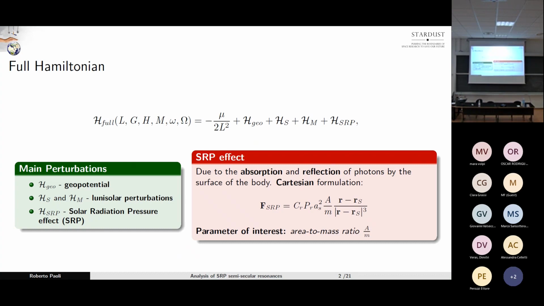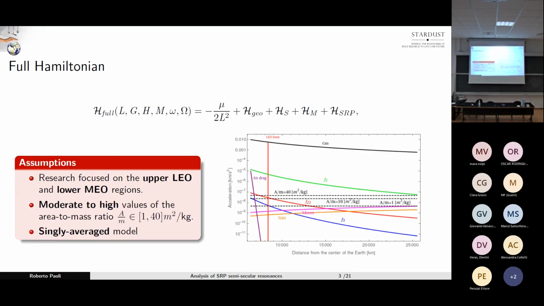The Hamiltonian for solar radiation pressure is based on the cannonball approximation, which might appear pretty weird, especially in the case of debris. But in the case of a satellite with a solar sail, the cannonball approximation might actually be good because it can direct light to be always perpendicular to the surface. Notice the presence of the parameter area to mass ratio, which depends linearly on the formulation. And let us make some assumptions.